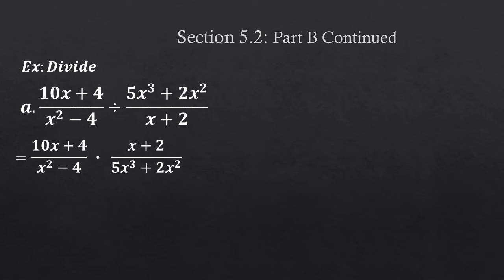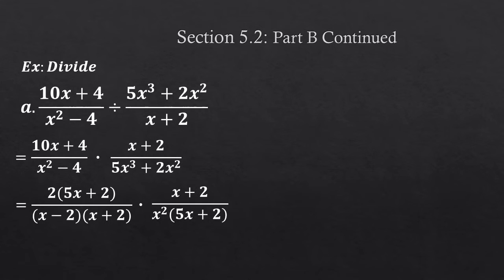The numerator of the first expression has a GCF of 2 in common, so I can take out a 2. As well, the denominator is known as the difference of squares, so that factors very easily. The denominator of the second expression has a GCF of x squared in common. So if I factor all this information out, I'm left with 2 times 5x plus 2 over x minus 2 times x plus 2, times x plus 2 over x squared times 5x plus 2.